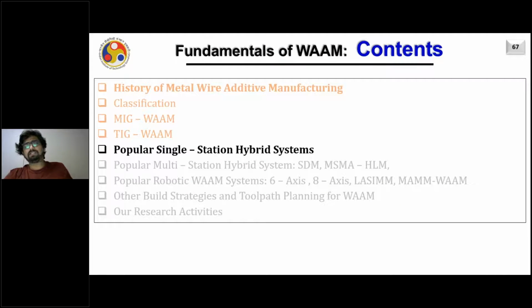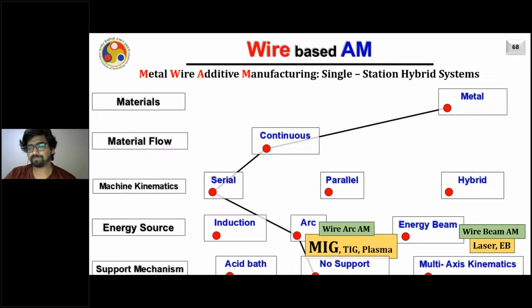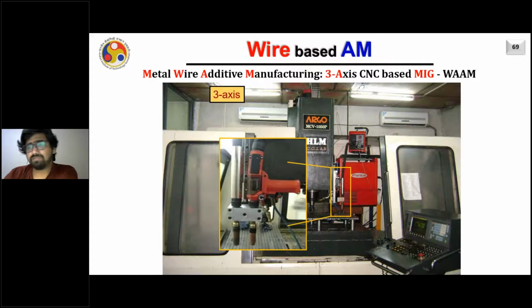So let us now discuss quickly some popular single station hybrid systems. All right. So this is the WAM system at IIT Bombay, where you can see a single station, meaning a CNC machine, is used on which multiple guns are mounted. They can deposit the material. You can even mount multiple guns on the CNC machine, and such systems are popularly called single station CNC based systems.